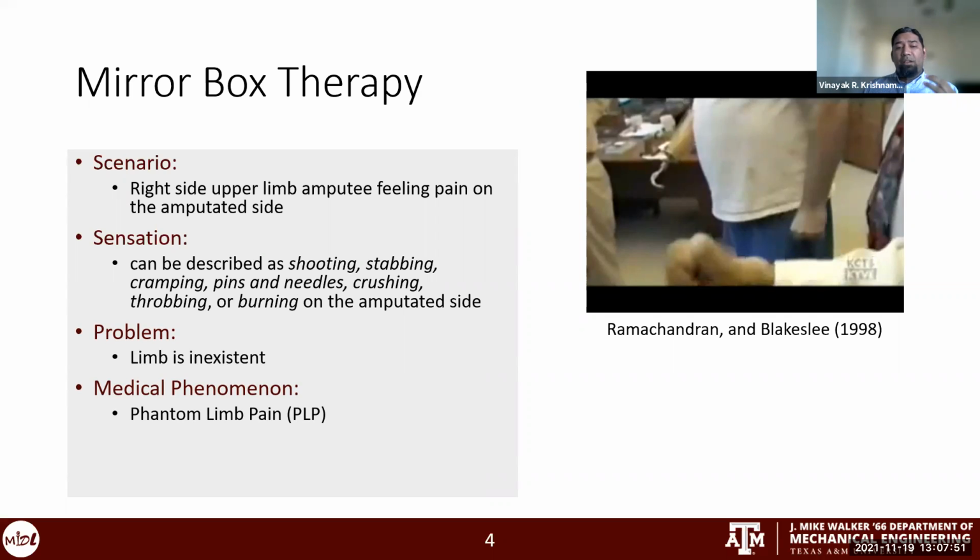There's a whole bunch of people who looked at this idea of mirror box therapy, and instead of talking about it, I'll show you a small clip.